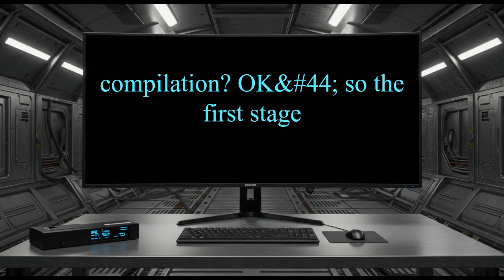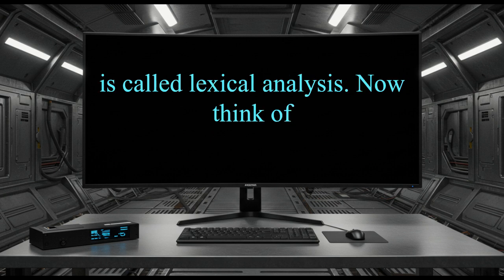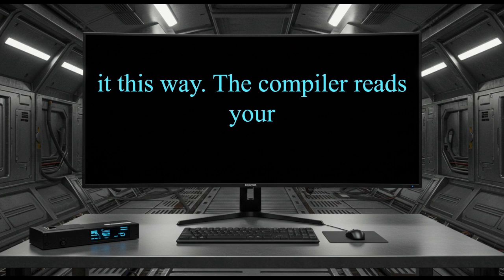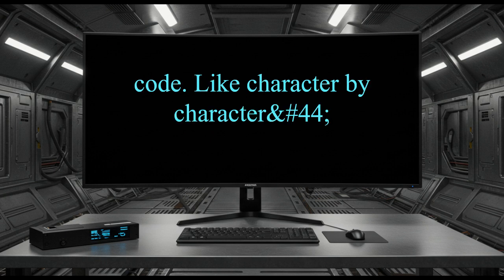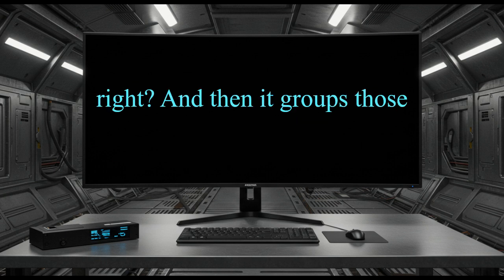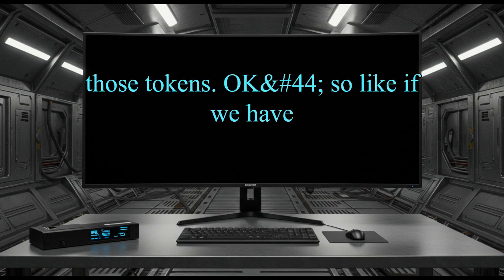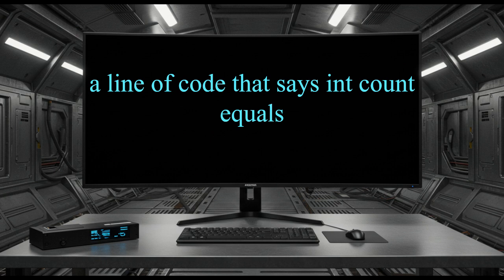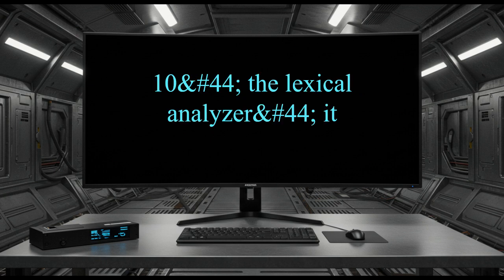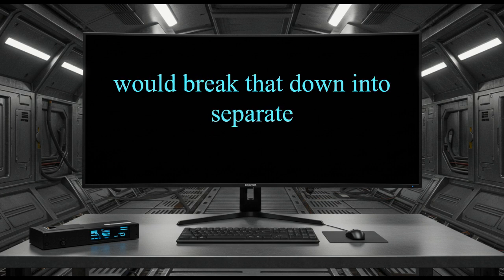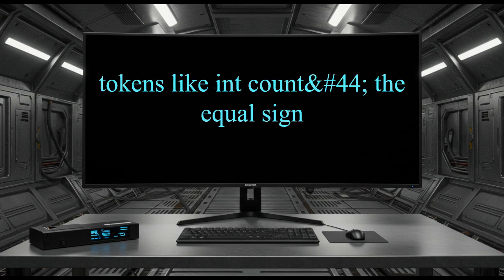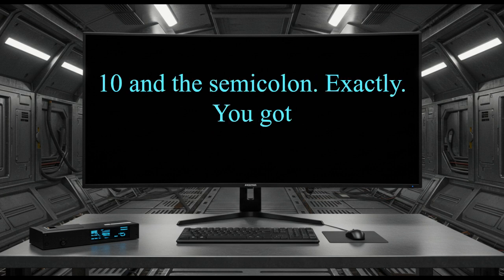Okay, so the first stage is called lexical analysis. Think of it this way. The compiler reads your code character by character, and then it groups those characters into meaningful units. We call those tokens. So if we have a line of code that says int count equals 10, the lexical analyzer would break that down into separate tokens: int, count, the equal sign, 10, and the semicolon. Exactly, you got it.